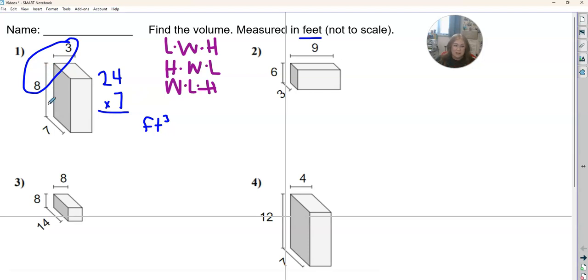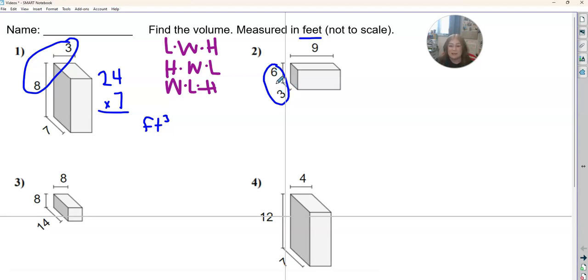So length times width times height. Our next one here, we have a length of 9, a height of 6, a width of 9. So I'm going to start here, 6. Again, it doesn't matter. Over here, we did the length and the height first. Now I'm doing the width and the height first. It's going to get us to the same answer, as we can flip multiplication around with the commutative property.